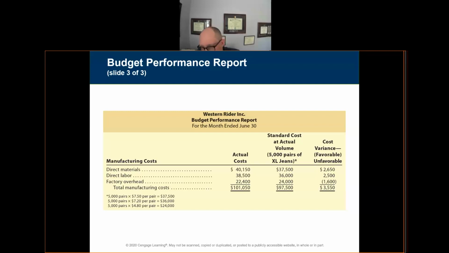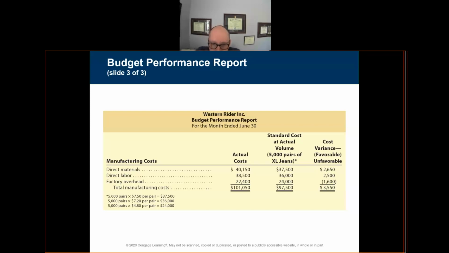Now, Andre was correct by saying that we have a total unfavorable variance. That total unfavorable variance is $3,550. How did we figure that out? We took our actual minus our standard, and that got us to our variance. So to calculate variance, first you calculate your standard cost for direct materials, for direct labor, and for factory overhead, just like we did earlier, right?